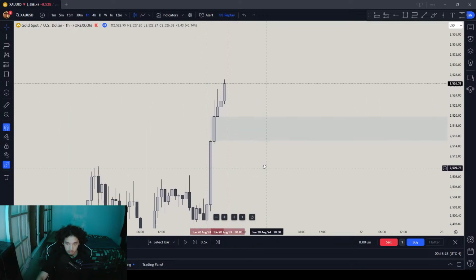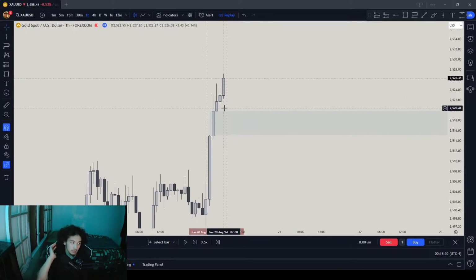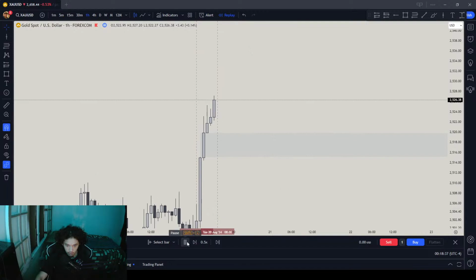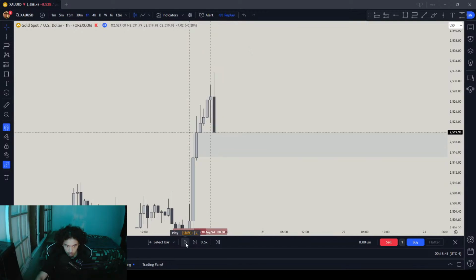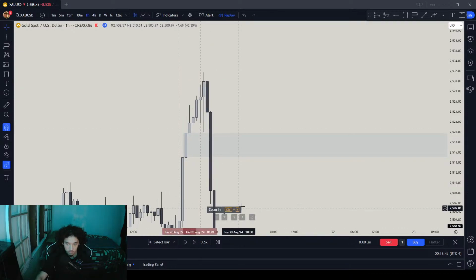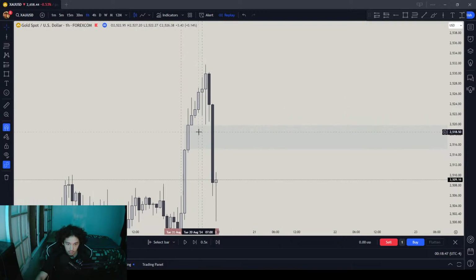Okay, the draw on liquidity is still an external, but we're looking for it to enter out of the internal, so the fair value gap should be it. Haven't touched it yet. But during this time, the market just afterwards dumped a lot, going into an internal liquidity.